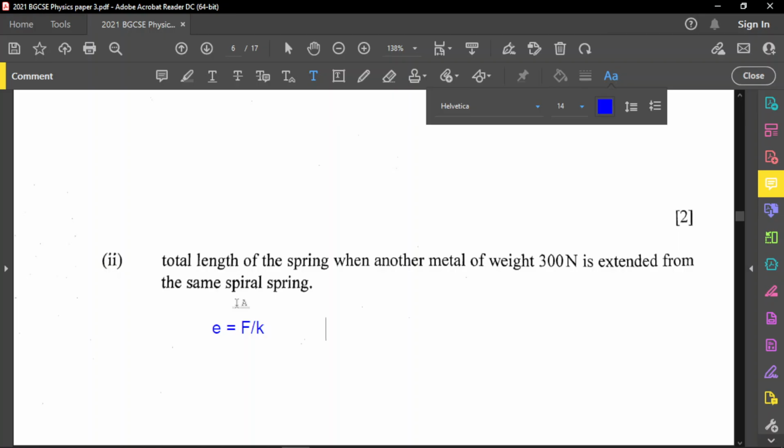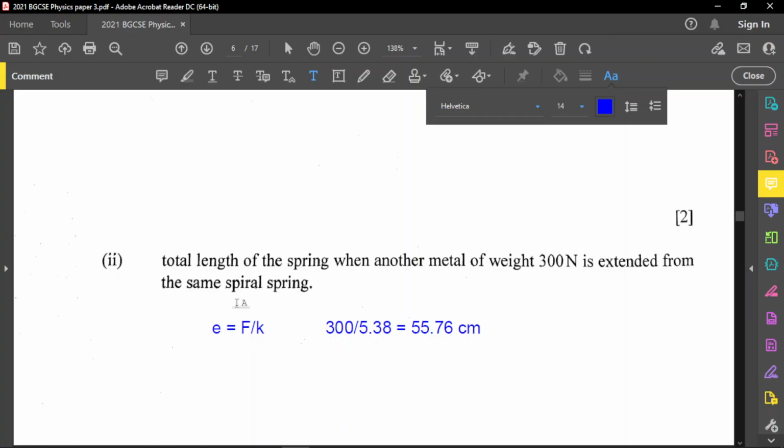So the force that we're working with now is 300 newtons divided by the constant that we calculated earlier, which is 5.38. And as a result, this will equal 55.76 centimeters.